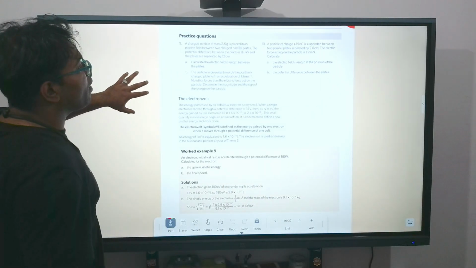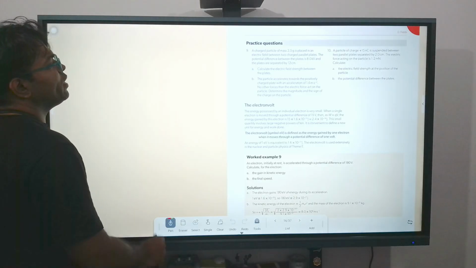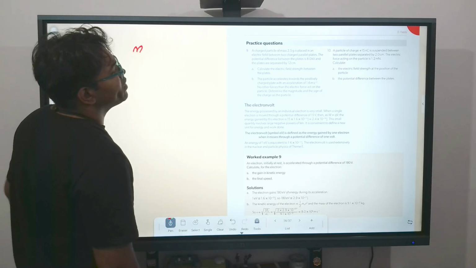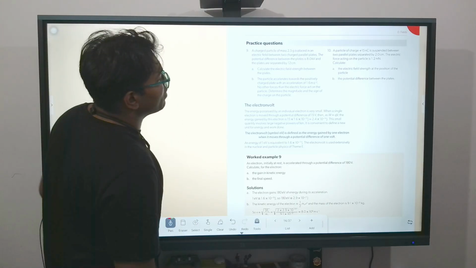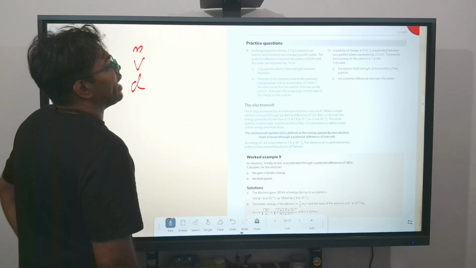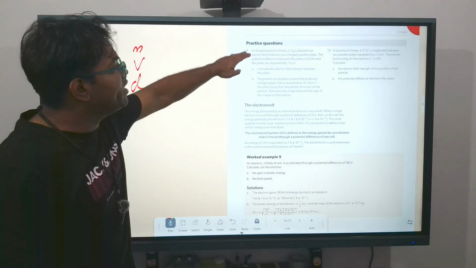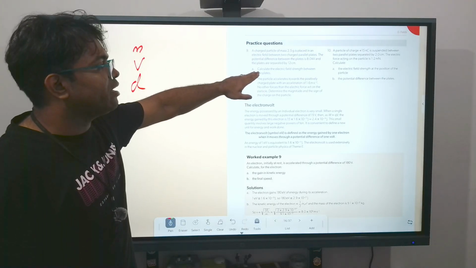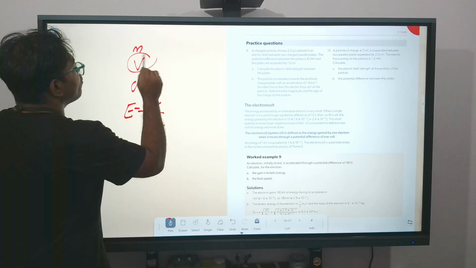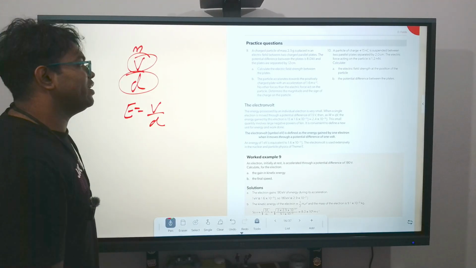A charged particle of mass 2.5 grams is placed in an electric field between two charged plates. Okay, the mass is given for some reason. The potential difference between the plates is 8 kilovolts, so V is given, and the plates are separated by a distance of 12 centimeters, so D is given. Calculate the electric field strength between the plates. First things first, we don't need the mass to calculate the electric field strength. Electric field is equal to V upon D. Both V and D are given. Can we calculate the electric field? Yes, we can.